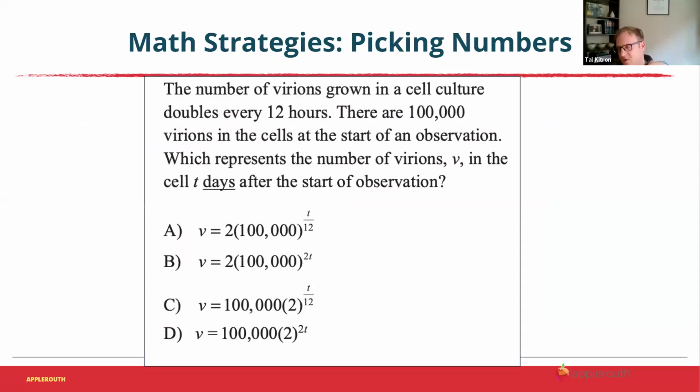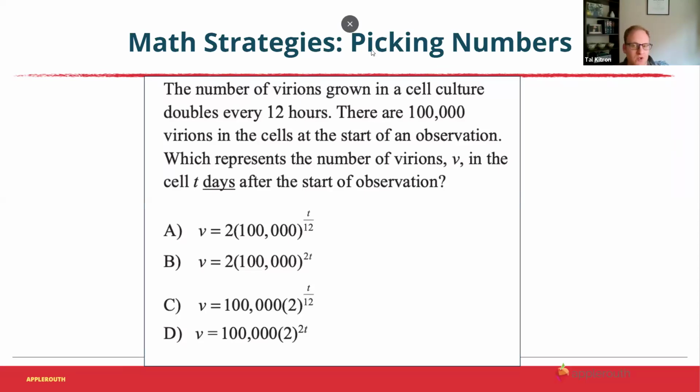And this is a very, very common question type, exponential modeling. They're saying here the number of virions grown in a cell culture doubles every 12 hours. Do I know what virions are? I do not. Doesn't matter. There are 100,000 of them in the cells at the start of an observation, which represents the number of virions V in the cell T days after the start of observation.